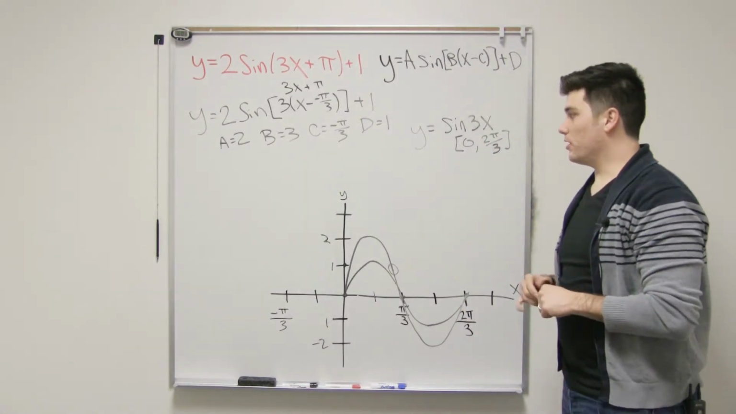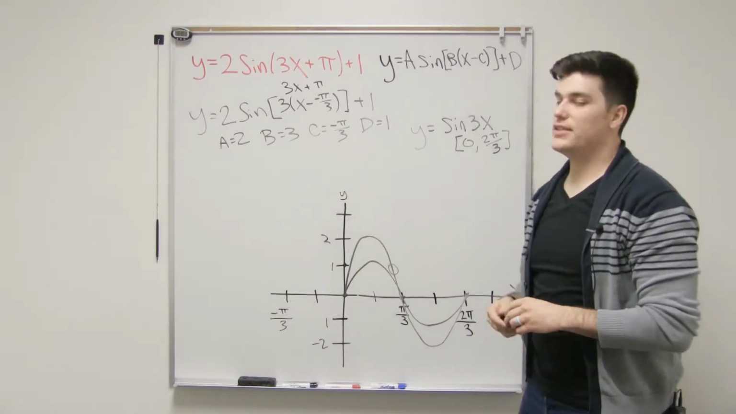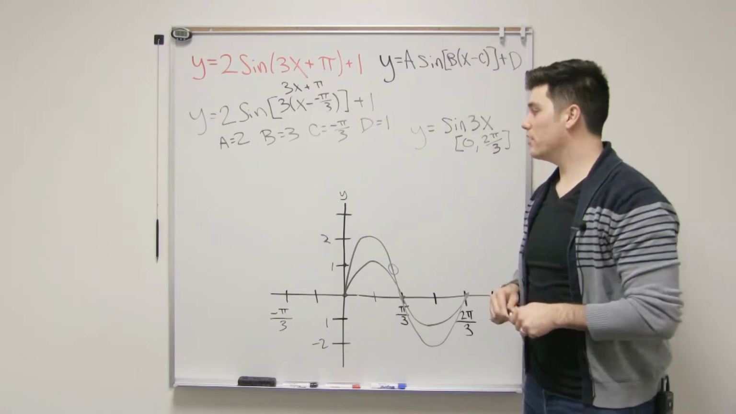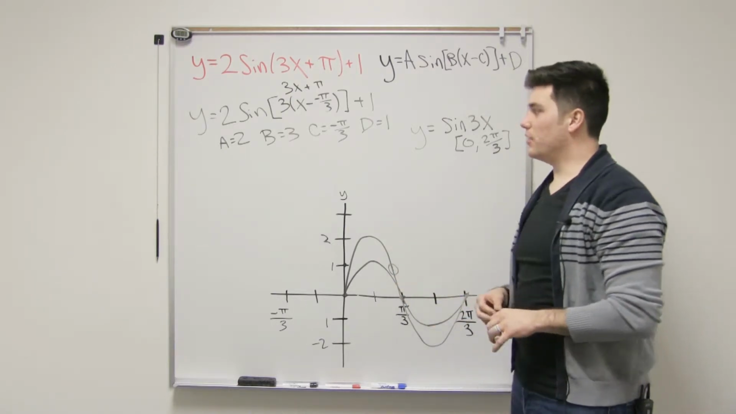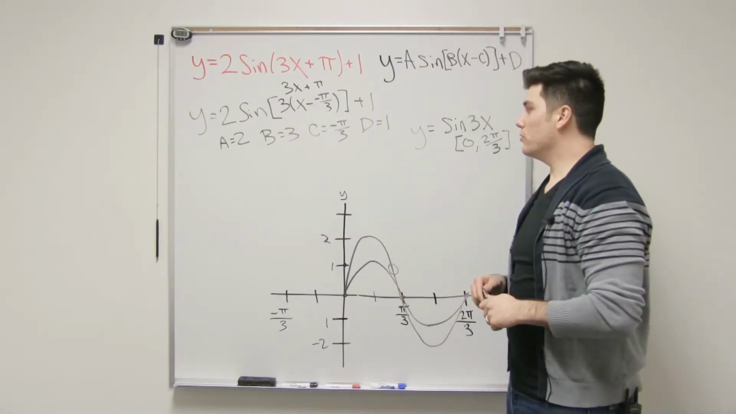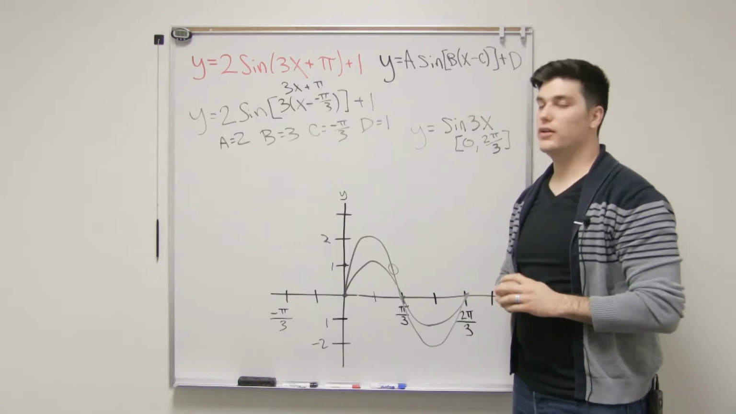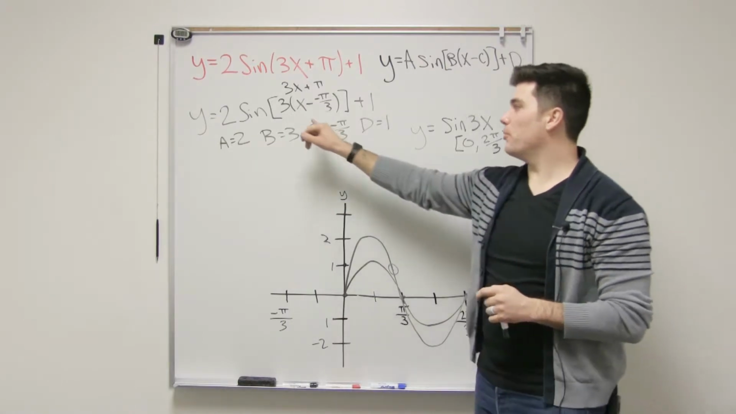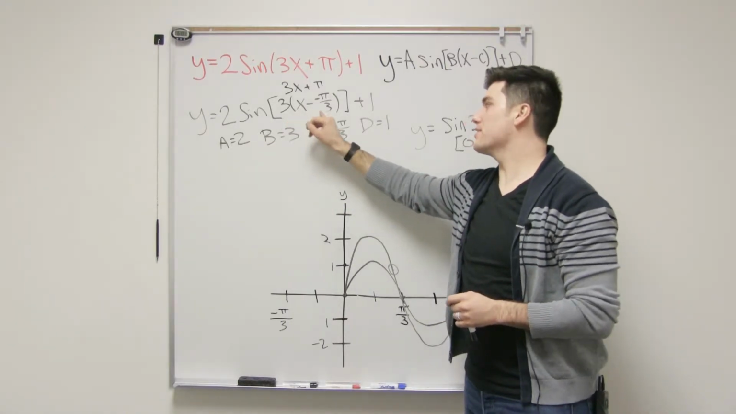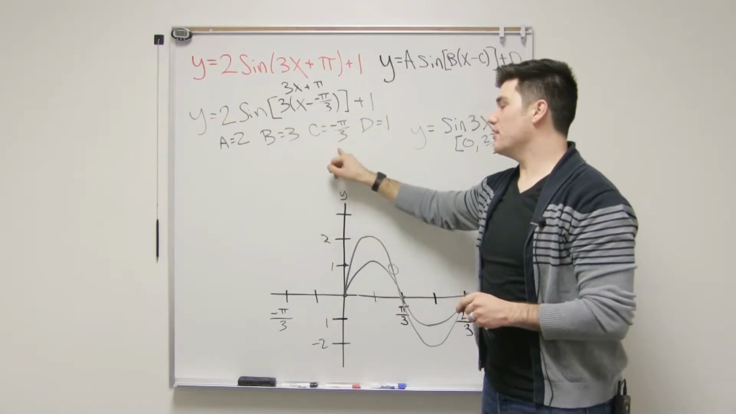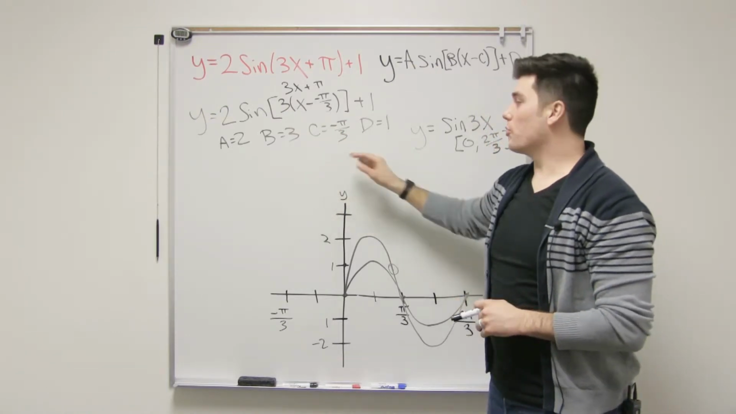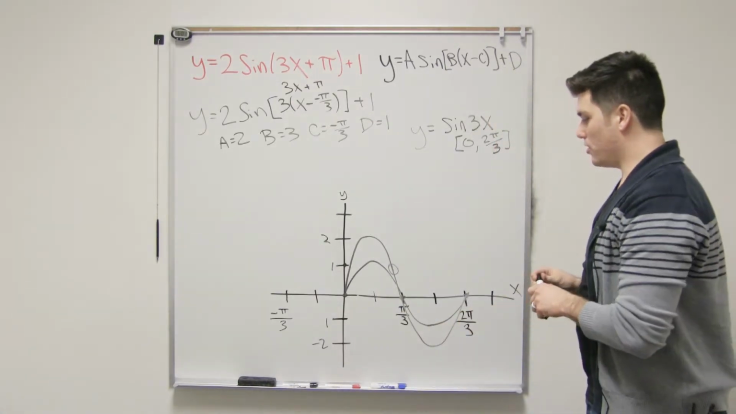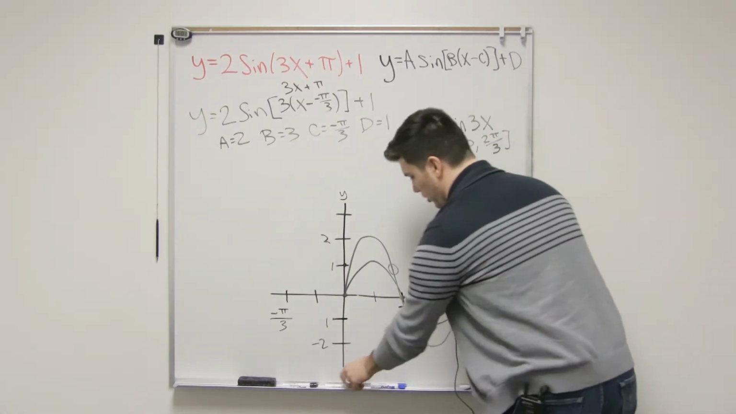Okay, so now we come to c. c is our horizontal translation. We will shift the curve c units to the right if c is greater than 0, and to the left if c is less than 0. That's why it's super important to get this in the form x minus something, because our c is less than 0, so we're going to shift it pi thirds units to the left. So I'm going to get a different color marker for this.